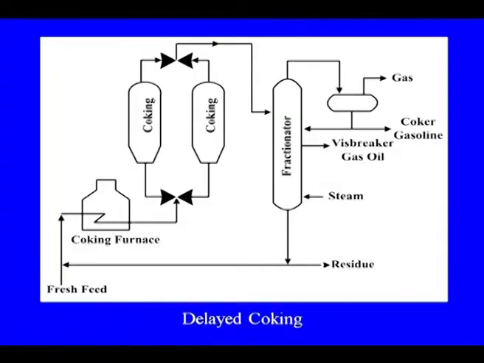This is about the delayed coking. Here the feed is going to the coking furnace, the temperature is raised here and then it is going to the coking drums, and from the coking drums it is going to the fractionator. Again from the fractionator we are getting the different products: the gas, coker gasoline, coker gas oil, and the residue from the fractionator and from the coking process. So, that will be the residue that we will be getting.